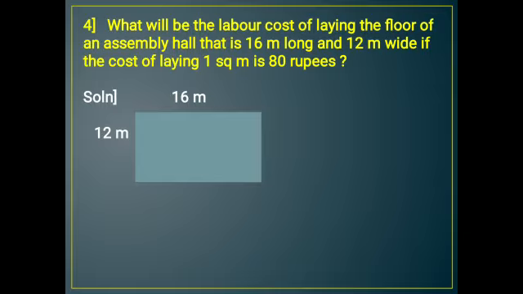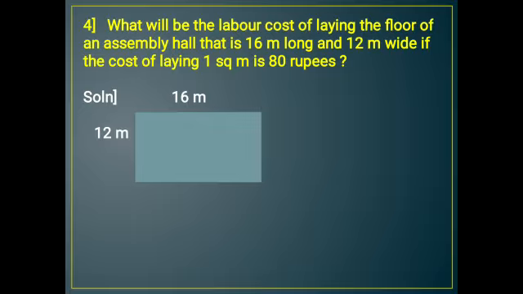What will be the labor cost of laying the floor of an assembly hall that is 16 meter long and 12 meter wide if the cost of laying 1 square meter is 80 rupees? Same as how we have done the second question. Here we have to find the labor cost of laying the floor. Understood? It is an assembly hall which is in rectangle shape.